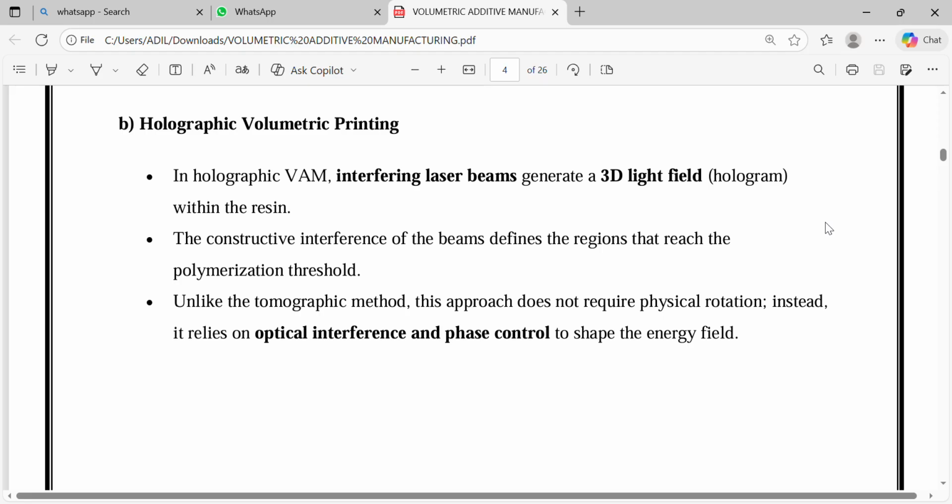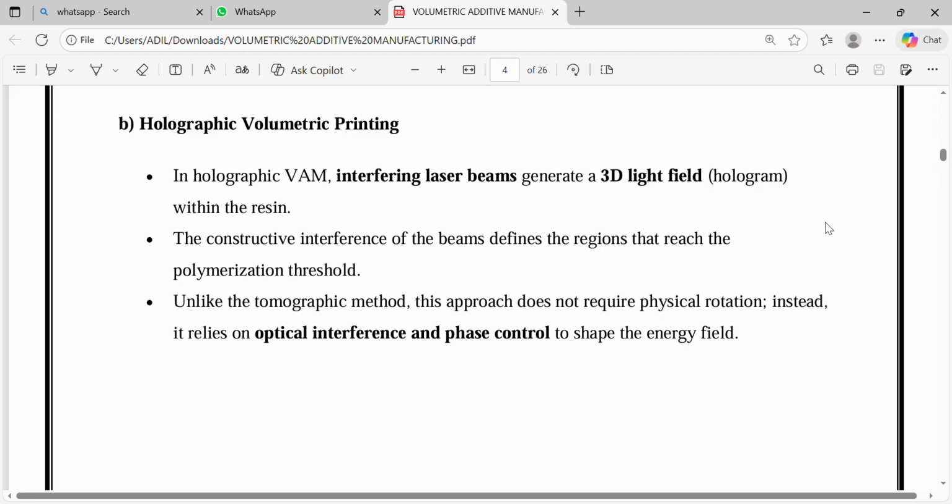Unlike the tomographic method, this approach does not require physical rotation. Instead, it relies on optical interference and phase control to shape the energy. Holographic volumetric printing uses optical interference to create 3D patterns, relies on phase control of light waves, and creates complex geometries volumetrically. It enables high resolution 3D printing. Interference patterns solidify material, building the part.